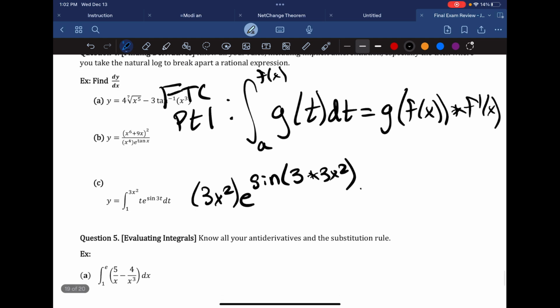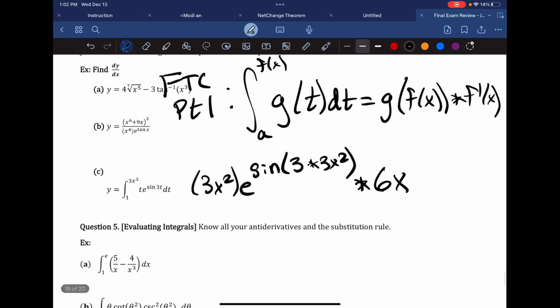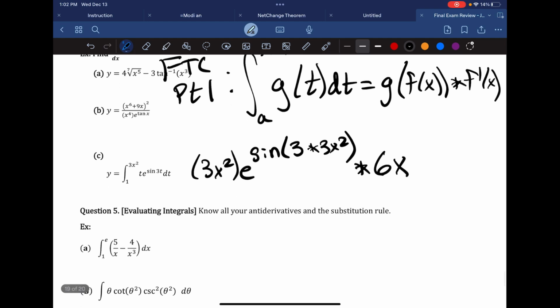And then we also have to multiply, right? Because this part, the like chain rule part, if you will, we still have to multiply by the derivative of 3x squared, which is just 6x. And probably simplify this at least a little bit. You can go 18x cubed times e to the sine of, that could be 9x squared, right? And I'd say this is probably a good place to leave it.